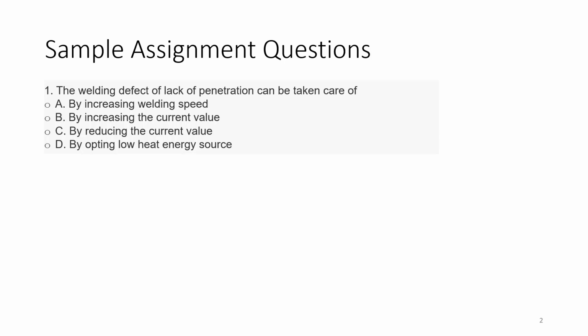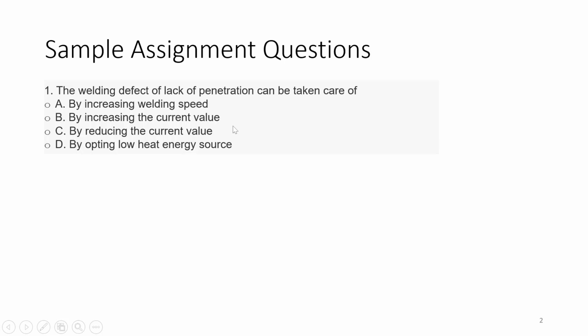First, we'll go through some sample assignment questions which will help you in solving your weekly assignments, and then we'll go through some lecture notes. So first question is, the welding defect of lack of penetration can be taken care of. Your options are by increasing welding speed, by increasing the current value, by reducing the current value, or by opting low heat energy sources.